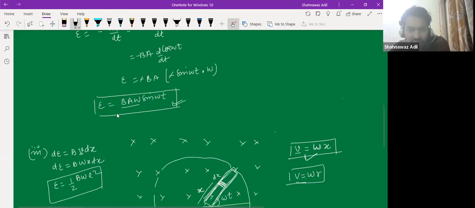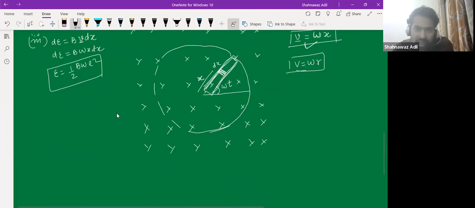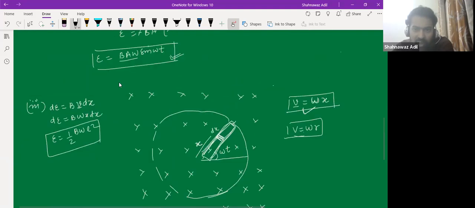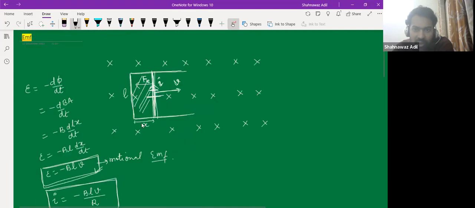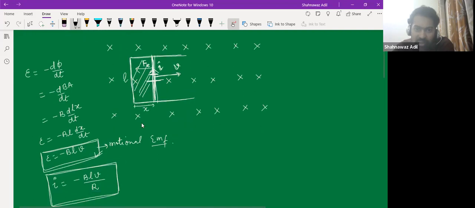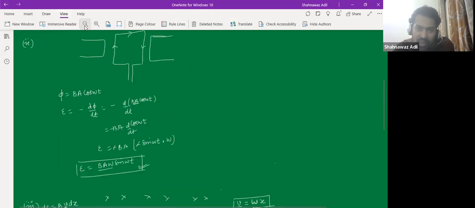So these are the three kinds of EMF that we have to remember. And from this EMF, we can calculate power, whatever we want to calculate. So this part you have already noted. Please note down these, and then we will do a couple of questions on the basis of these.